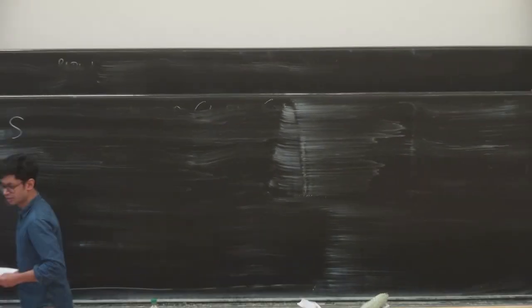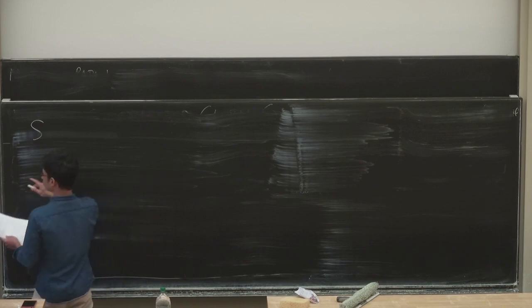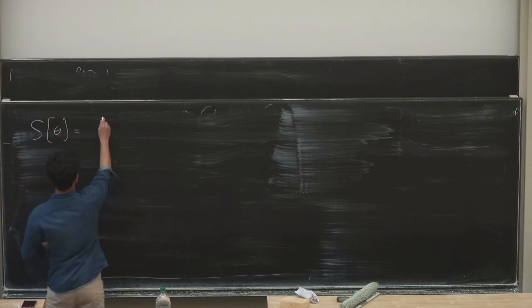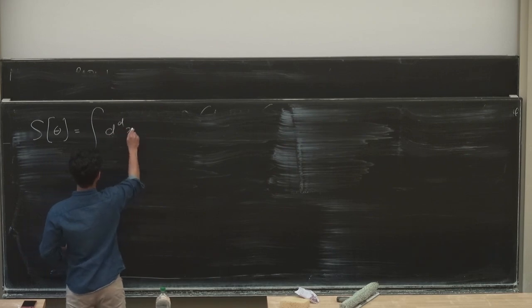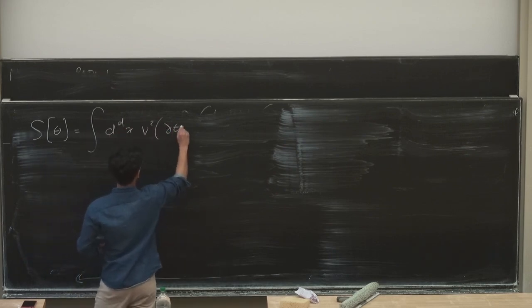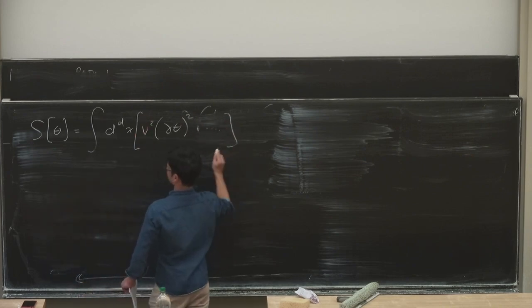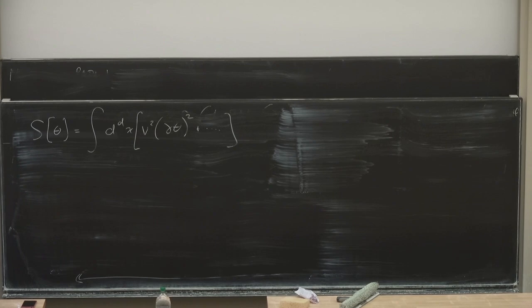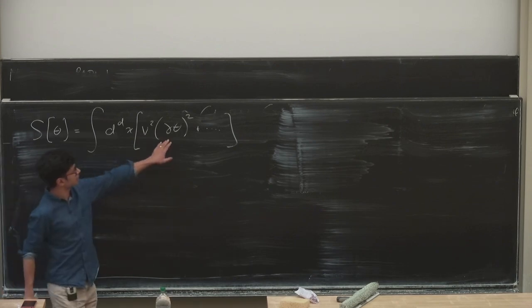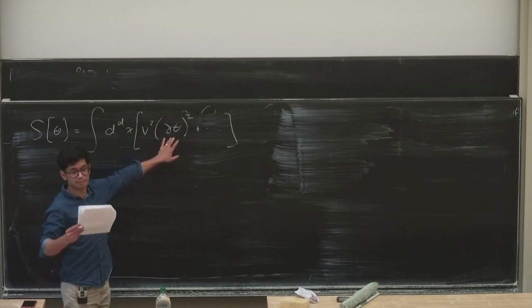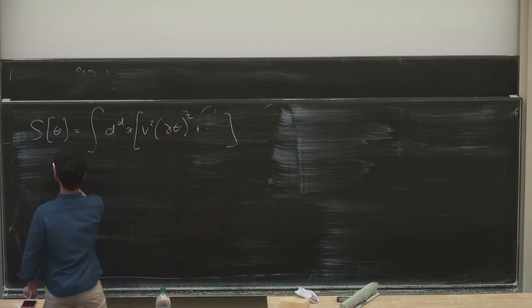If you now look at the action that you have here, take this and plug it into this action over there, then what you find is that you can derive a low energy effective action for this field theta, which looks like v squared d theta squared, plus blah, blah, blah. So how do you get this? You plug this into the action and expand everything, and what you find is a field d theta squared, and this field theta is massless. Theta is a massless field.